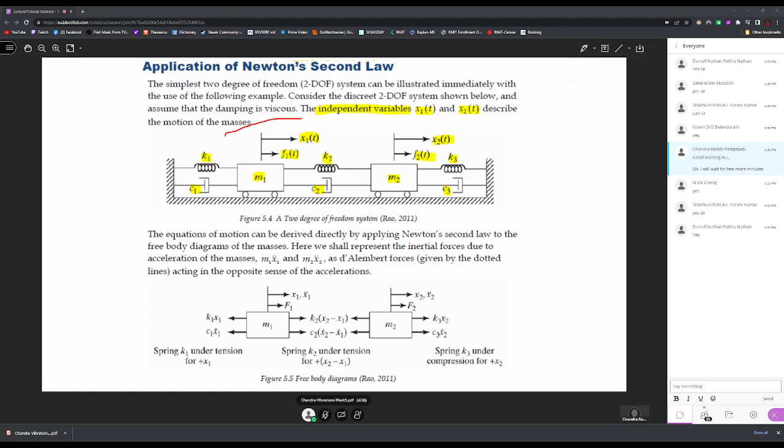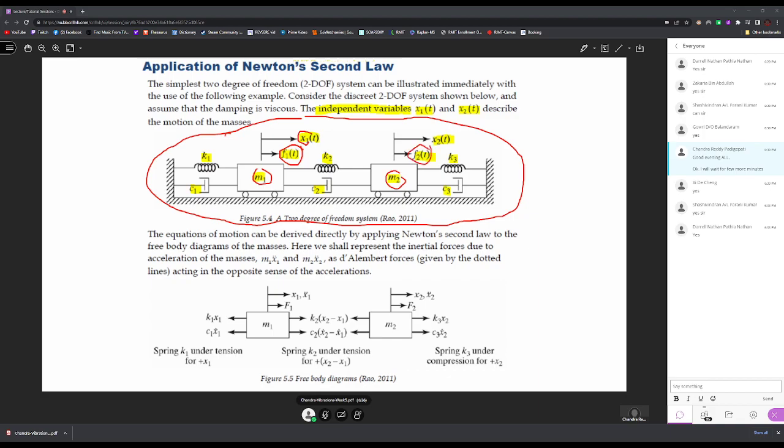Okay, so focus here. This is a 2-degree freedom system because there are two masses, M1 and M2. M1 will have a displacement x1, which is a function of time t. The displacement of M2 is x2, again a function of time. There's a force F1 acting on mass 1, and a force F2 acting on mass 2.